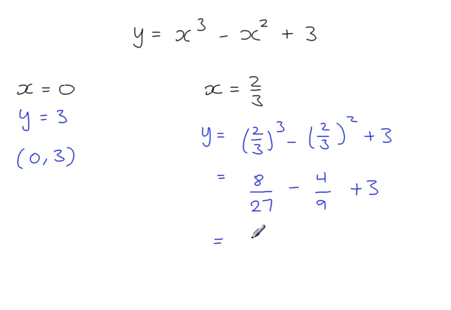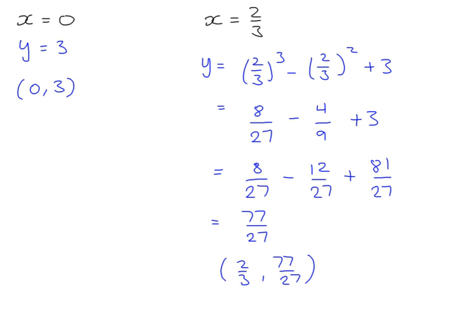Let's write everything as a fraction with a denominator of 27. So 8 over 27 minus, if I multiply the top and the bottom by 3, 3 4s are 12, 9 3s are 27, plus 81 over 27, because 81 divided by 27 is 3. And then simplifying that gives 77 over 27, so we have our coordinates for the stationary points.